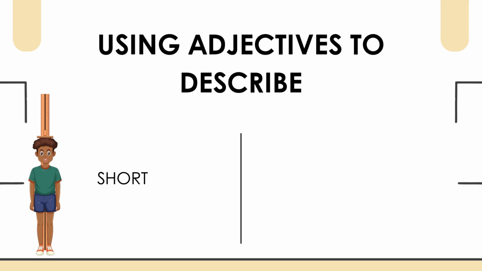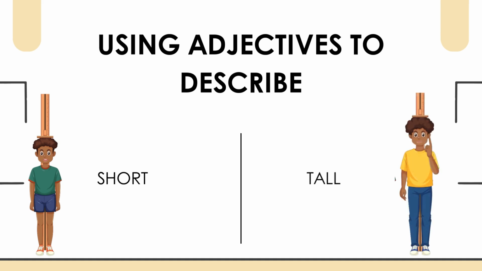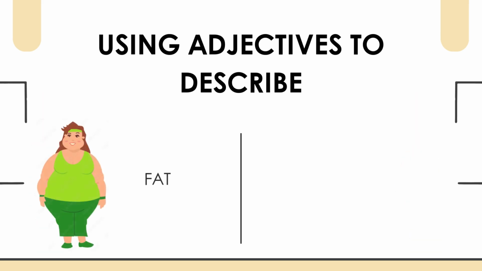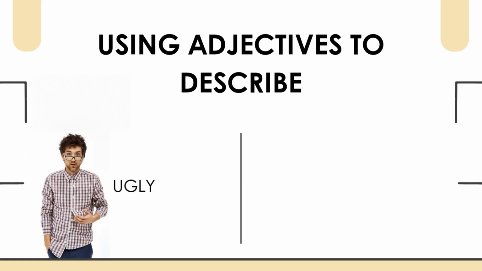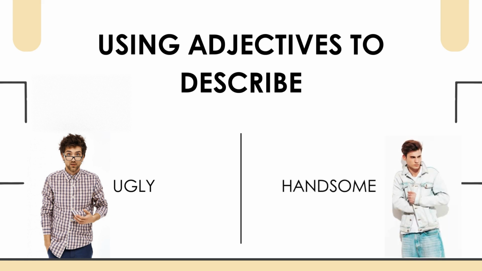We use short to describe someone with small height, while we use tall for someone with greater height. We use fat to describe someone with a larger body size, while we use thin for someone with a smaller body size. We use ugly to describe someone or something unpleasant in appearance, while we use handsome for someone who is good looking, usually referring to men.